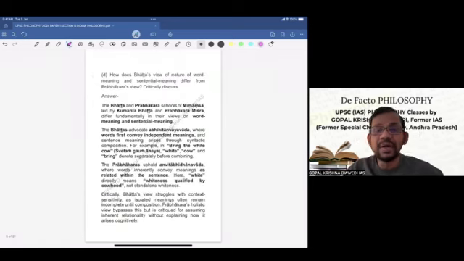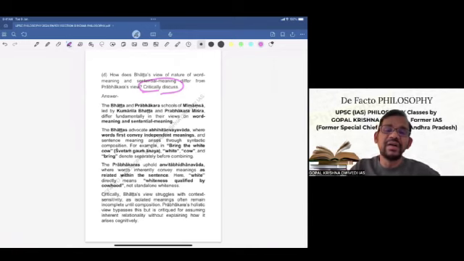Now, what is the D part? Let us see. How does Bhatta's view of the nature of word meaning and sentential meaning differ from Prabhakara's view? Critically discuss. Here it's critically discuss, so we have to first explain in about 60% of the words, and then in 40% we have to critically evaluate the whole exposition. Bhatta and Prabhakara both are different schools of Mimamsa, as you know if you have already studied that. So let us see that.